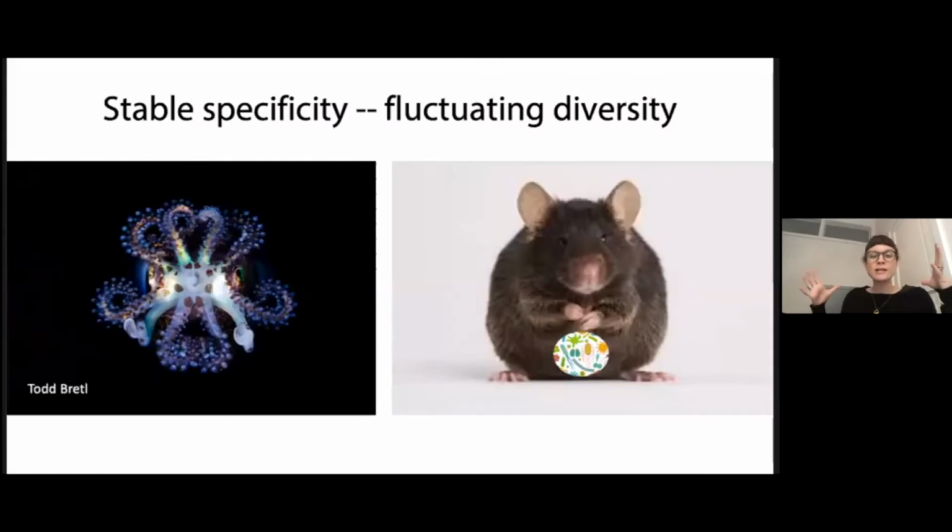So we started out with the focus on association between one host and a few or just one very specific symbiont. This could be an interaction such as that between the squid and the luminescent Vibrio bacteria, where the bacteria are more or less grown in a monoculture and they produce light for the host.